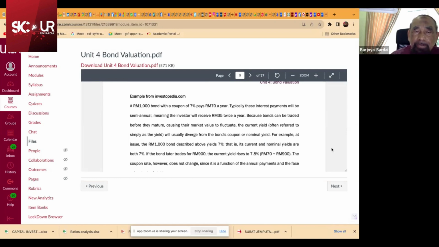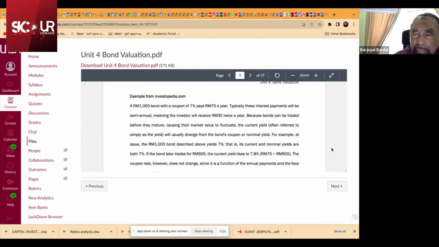Example of this: a 1,000 ringgit bond with a coupon of 7% will pay 70 ringgit per year. And typically, this interest payment will be semi-annual. That means every 6 months, the investor will receive 35 ringgit twice a year.